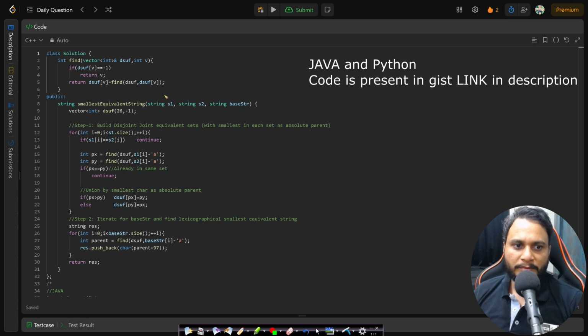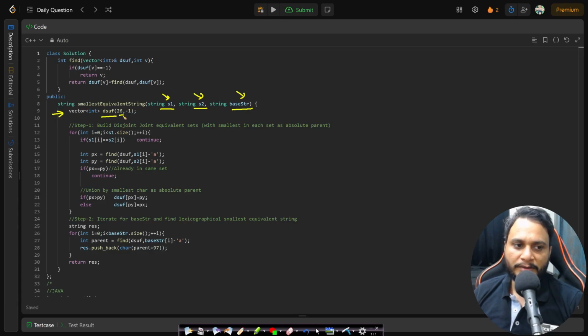In this problem, you can look at the input S1 and S2, and we are given the base string. So I'll be taking the disjoint set union find structure, which is of 26 size, predefined with -1. That means every node is an absolute parent of itself. And step 1 is to build the disjoint equivalent set. You can just build this disjoint equivalent set with the smallest in each set as the absolute parent.